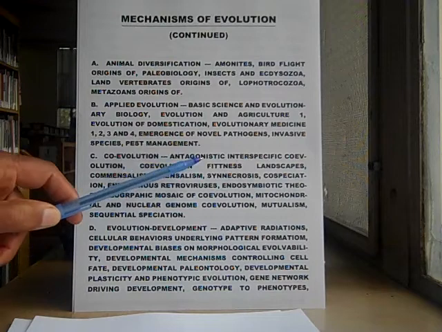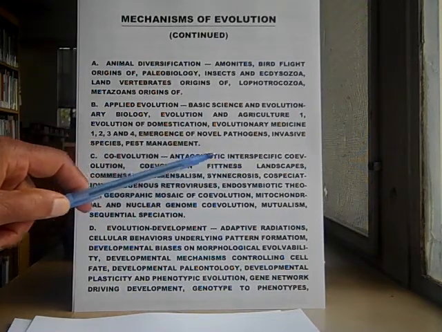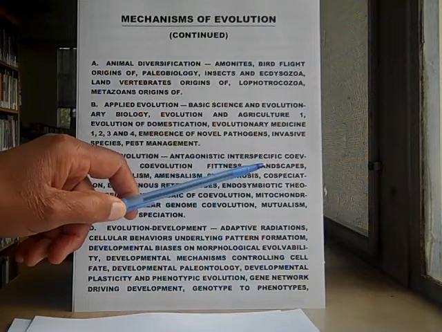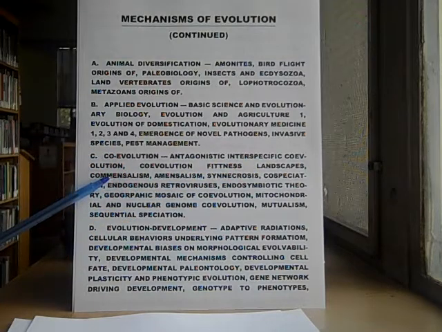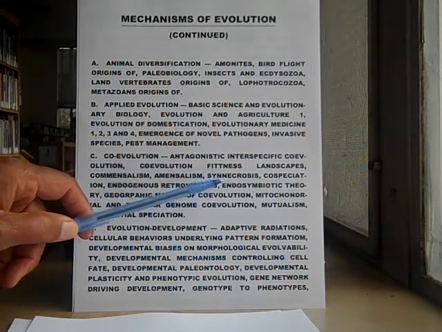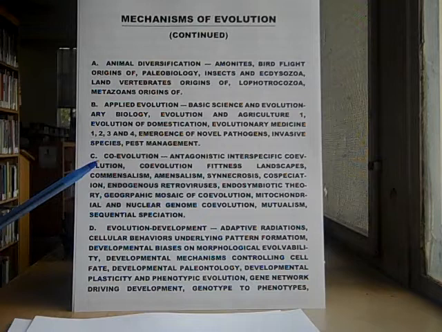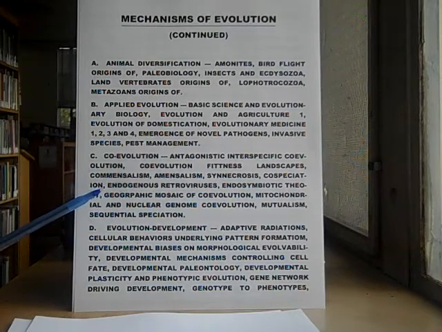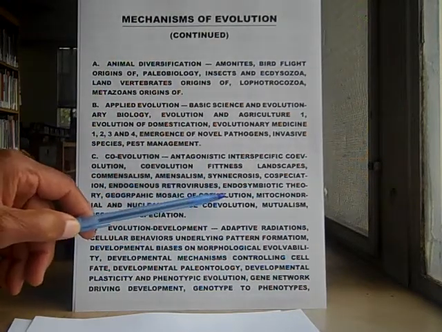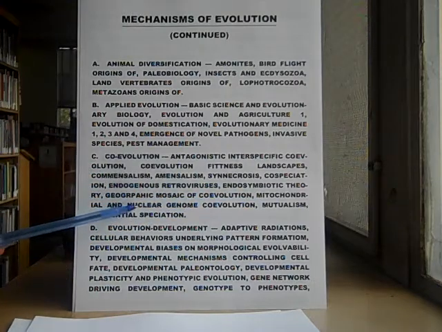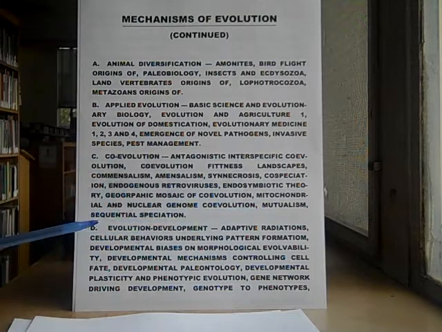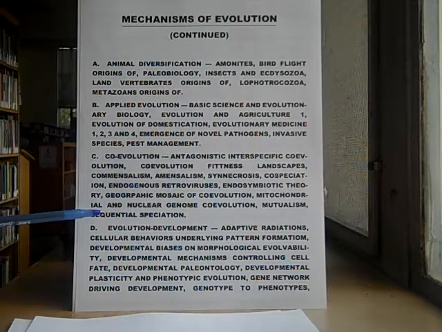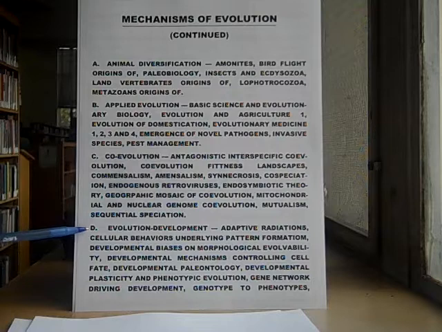Co-evolution. This includes antagonistic interspecific co-evolution, co-evolution fitness landscapes, commensalism and mutualism, symbiosis, co-speciation, endogenous retroviruses, endosymbiotic theory, geographic mosaic of co-evolution, mitochondrial and nuclear genome co-evolution, mutualism, sequential speciation. We'll go to D now.